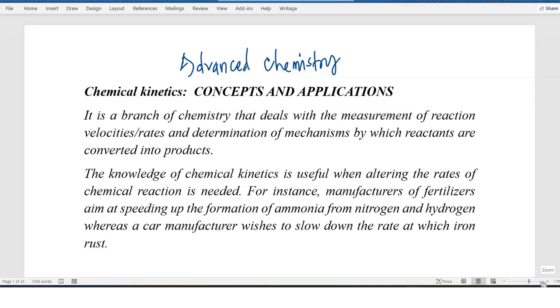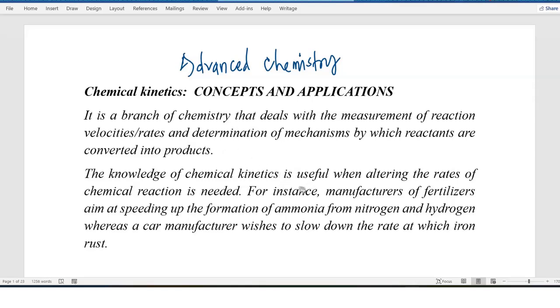To begin with, we need to define what chemical kinetics is. This is the branch of chemistry that deals with the measurement of reaction velocities or speeds, that is rates, and determination of mechanisms by which reactants are converted into products. When we have reactants giving products, in most cases, the way we present our chemical reactions is actually not how that reaction is taking place, but sometimes it goes through a series of reactions whereby you have some intermediate products, and those intermediate products react again to give the final products.